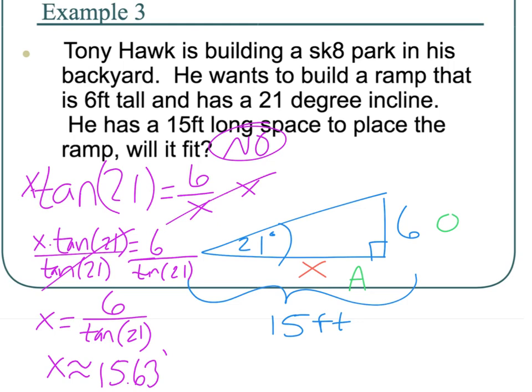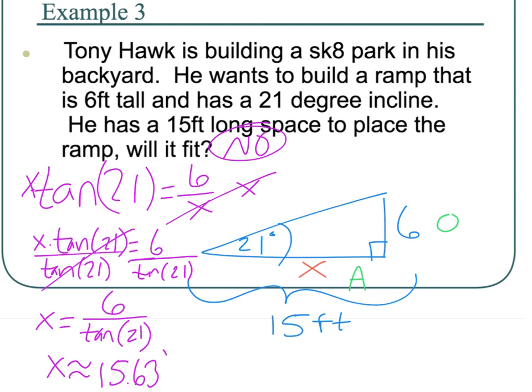Well, I'm thinking we could probably make it a little bit shorter, right? Instead of 6 feet tall, maybe a little bit shorter than that. That'll make the ramp a little bit smaller and take up a little less space. Could he change the angle? Would he make the angle bigger or smaller? And if you answered a larger angle, right, like 22 or 23 degrees, yeah, that could probably help out.